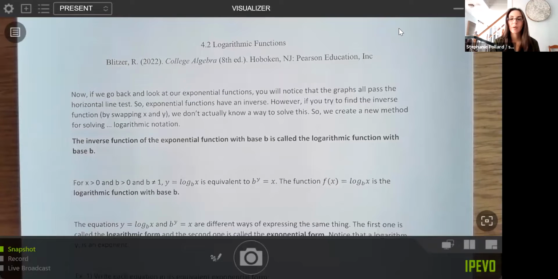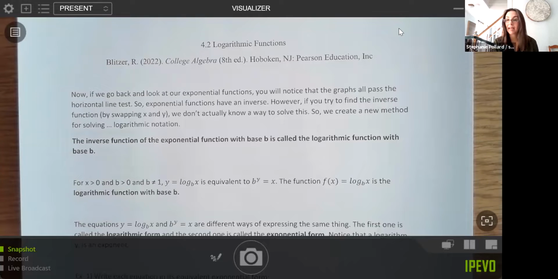In this set of videos, we're going to talk about another kind of function called the logarithmic function. If we go back and look at our exponential functions, we've mentioned before that the graphs all pass both the vertical and horizontal line tests. This means that exponentials are functions, and more importantly, that they also have an inverse function because they pass that horizontal line test.